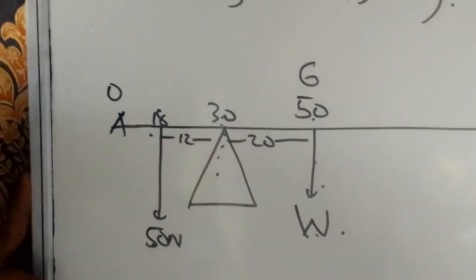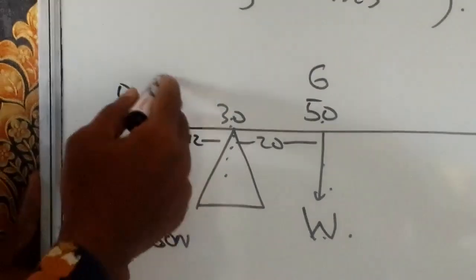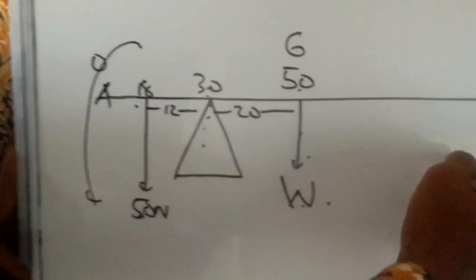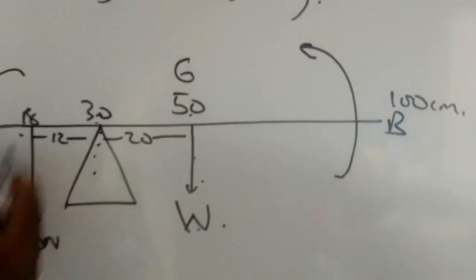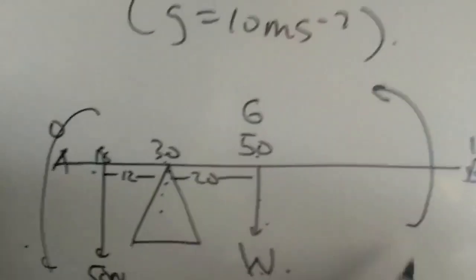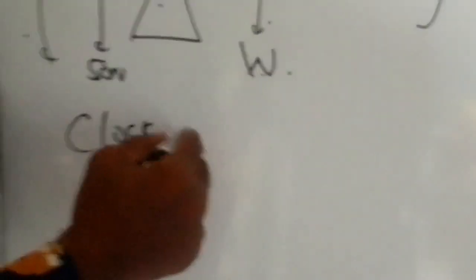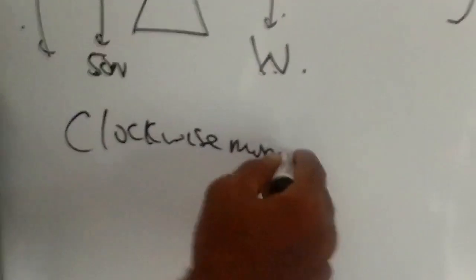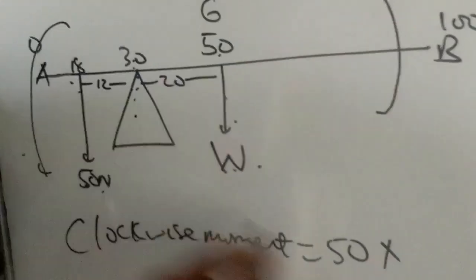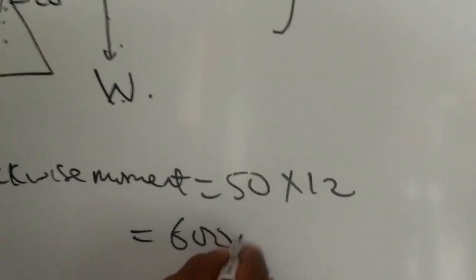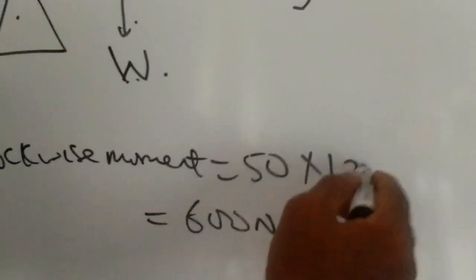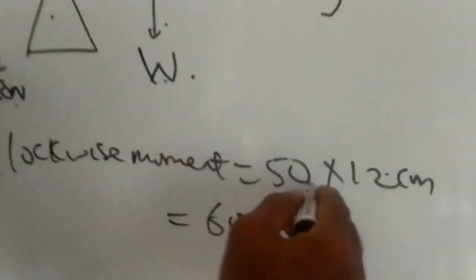You now take moments. Let's assume that the meter rule is moving in this direction. This one will be going up. We take this side as clockwise, and this side as anti-clockwise. So our clockwise moment will now become the force acting down there, that is 50, multiplied by the distance measured to the pivot, which is 12. So that gives us 600 Newton centimeter. Remember this was not converted, this is in Newton centimeter.